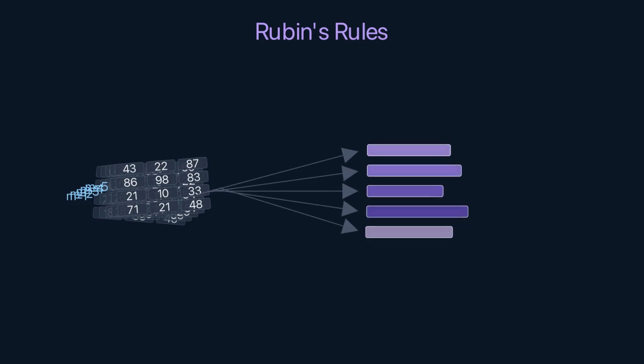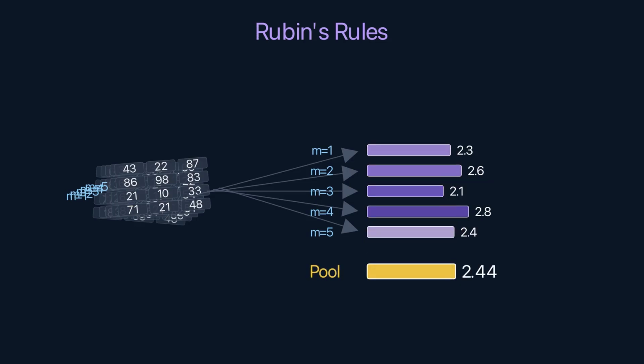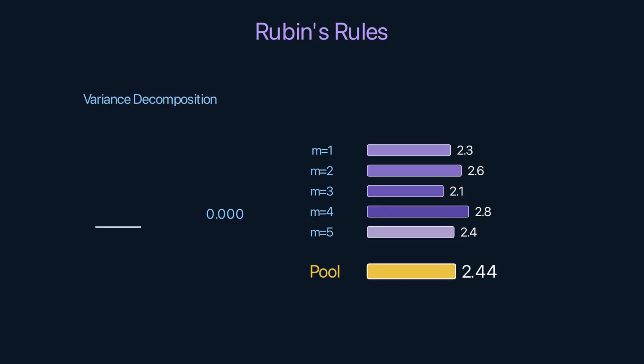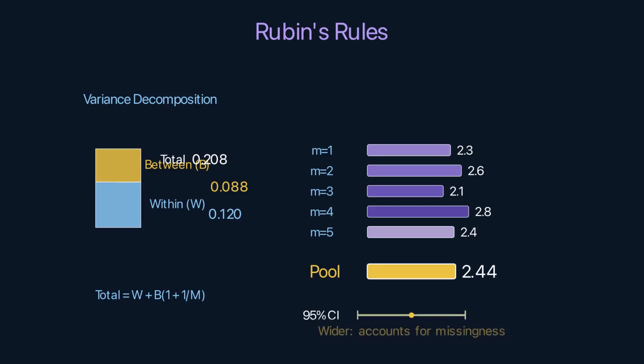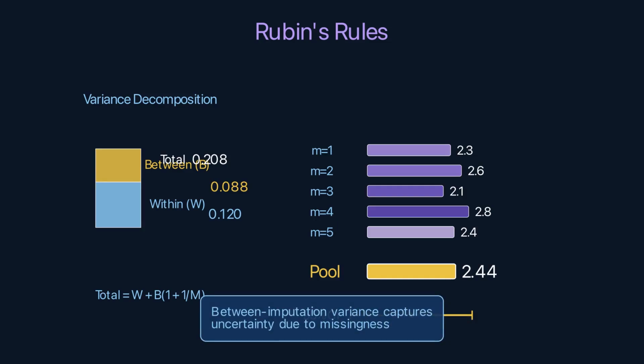Pooled variance combines two sources: the average within-imputation variance, the usual uncertainty, and the between-imputation variance, the extra uncertainty from not knowing the missing values. The between-imputation variance is multiplied by 1 plus 1 over m. More imputations reduce this correction factor. The pooled confidence intervals are wider than they would be with complete data, correctly reflecting the information lost to missingness.